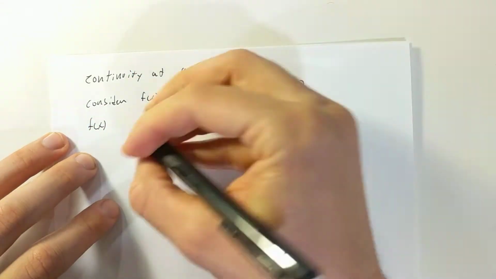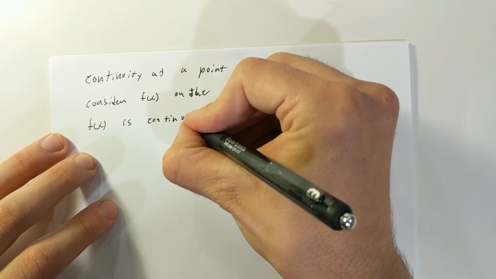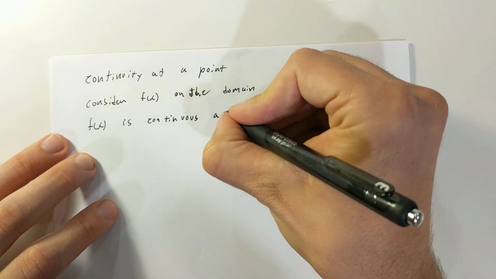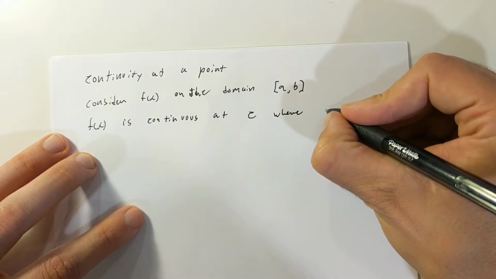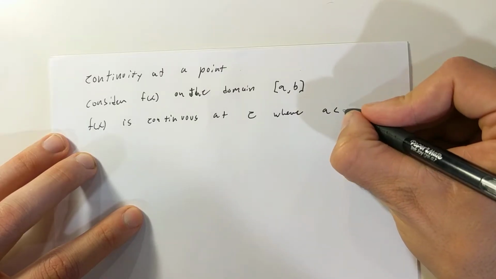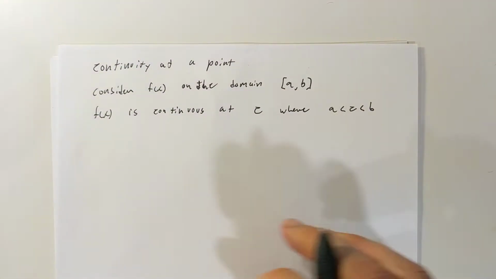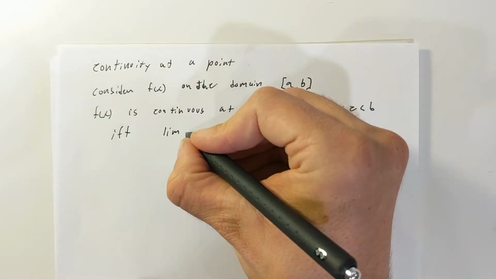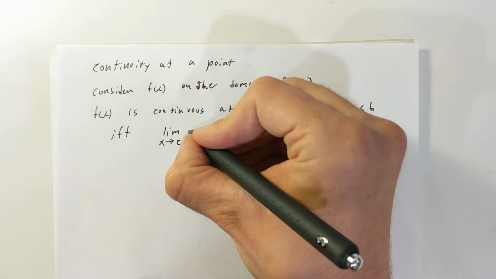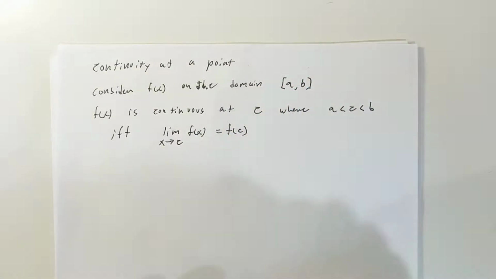The function f of x is continuous at c, where a is less than c, which is less than b. Basically, it's in between a and b, but not equal to either one. If and only if the limit as x approaches c of f of x is equal to the actual function f of c, the function evaluated at c.